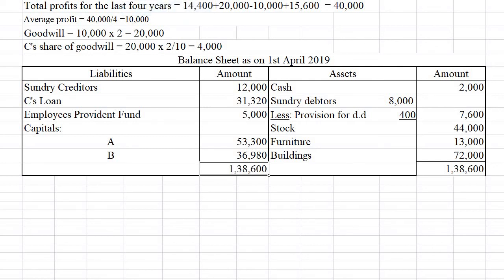Okay, so that is the end of the solution. You can try to solve this question once again and can solve the similar type of questions.